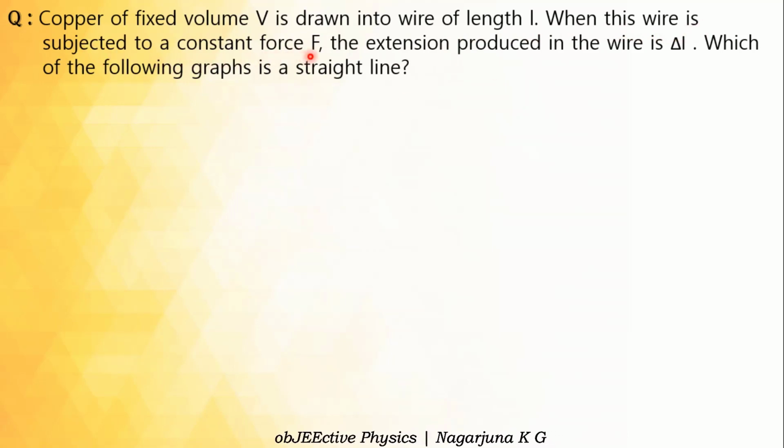Copper of fixed volume V is drawn into wire of length L when this wire is subjected to a constant force capital F. The extension produced in the wire is delta L. Which of the following graphs is a straight line?